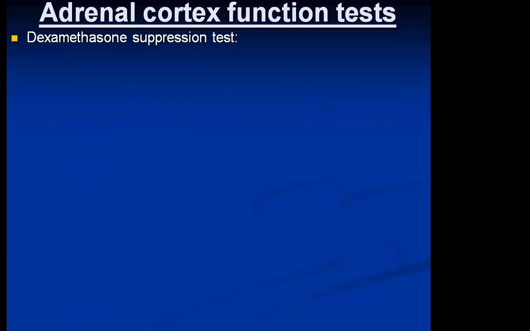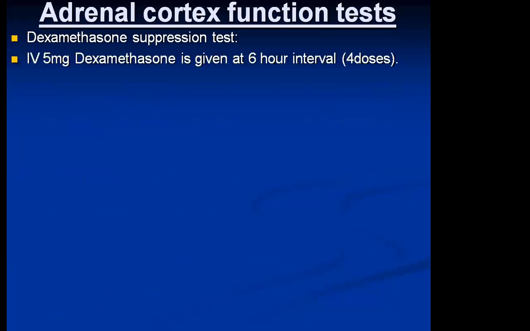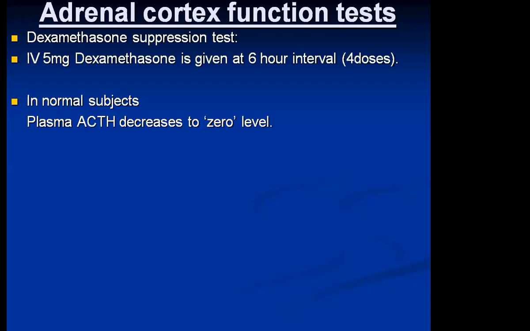There is one more test known as the dexamethasone suppression test. We had seen that dexamethasone is one of the glucocorticoids. If dexamethasone is given, how much? 5 milligrams at 6-hour intervals, that is 4 doses are given. What is going to happen now? In normal subjects, plasma ACTH decreases to 0 level.